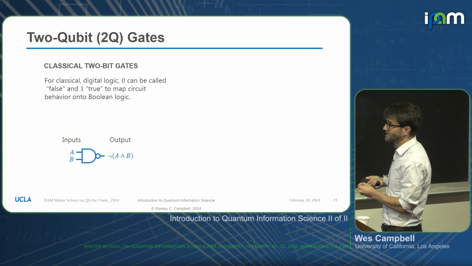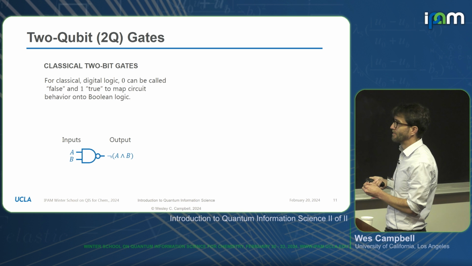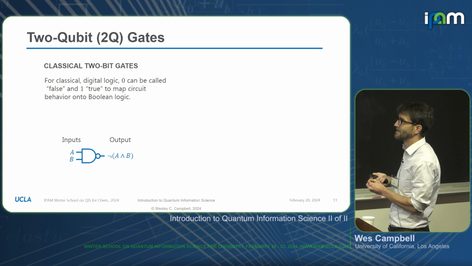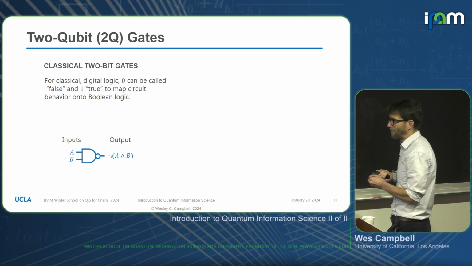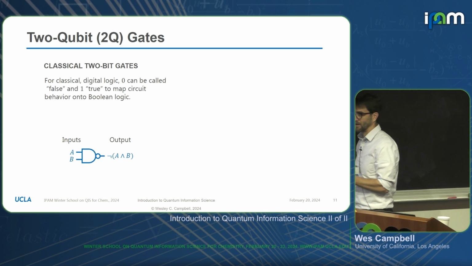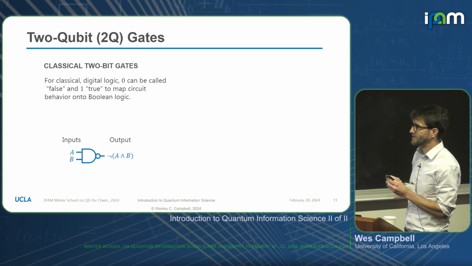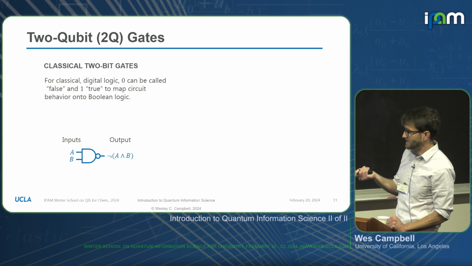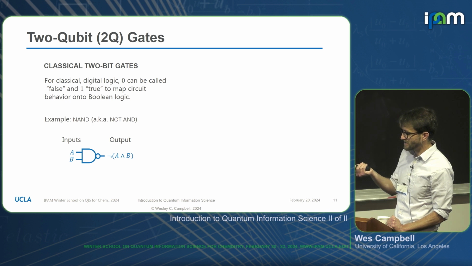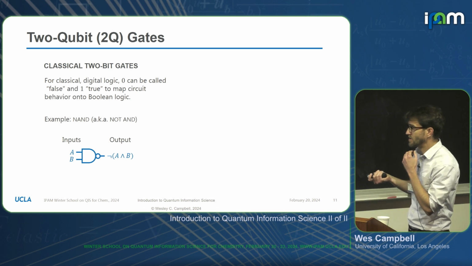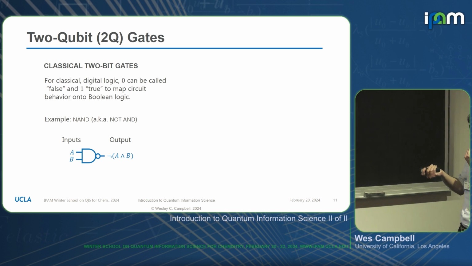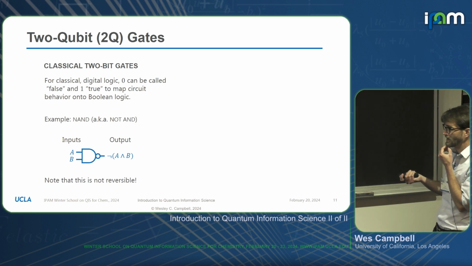Now it's time for 2-qubit gates. I didn't do my animation quite right here, but for classical 2-bit gates, well, we can map their behavior onto Boolean logic, onto kind of true-false, right? So if you've ever taken a class in symbolic logic or anything like that, we have our inputs, A and B, and then this is a NAND gate. This is like not A and B, okay? And this is a universal gate, as you may know, for classical computation here. We can basically generate any arbitrary circuit using just those, okay?